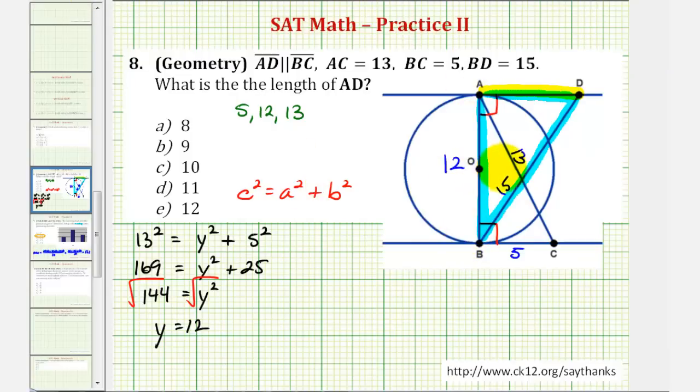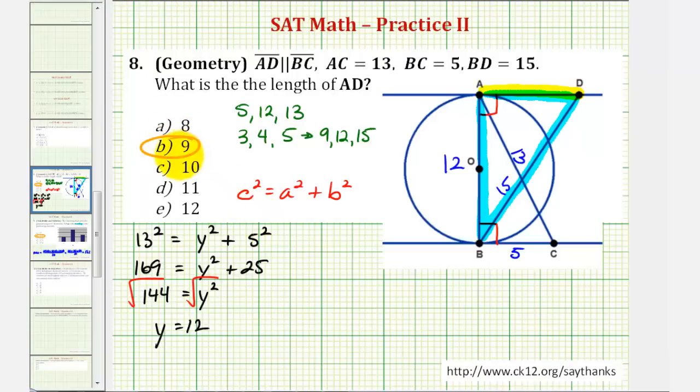So this is actually a multiple of the 3, 4, 5 right triangle. Again, using the Pythagorean triples, notice the hypotenuse is 15, so if we multiplied each of these by 3, we would have a 9, 12, 15 right triangle. Notice the hypotenuse is 15, the leg is 12, so the length of AD is going to be 9, and therefore our answer is B.